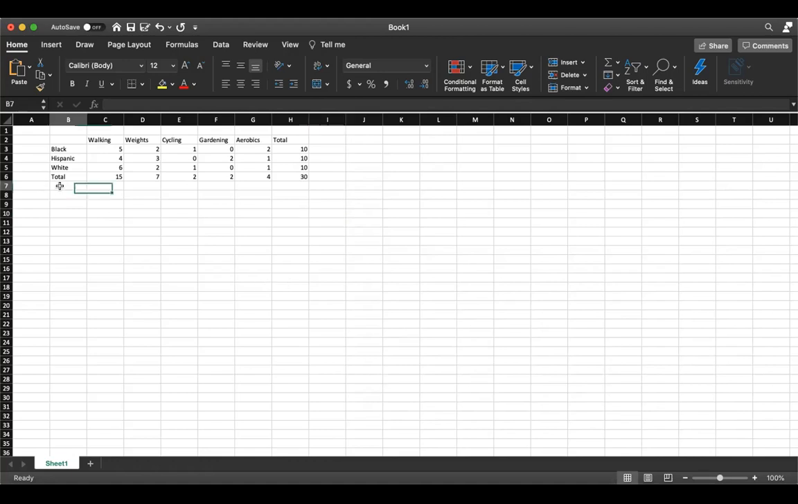And then the other thing I think I want is relative frequency too. So let's call this one frequency, and then we'll call the next one relative frequency.